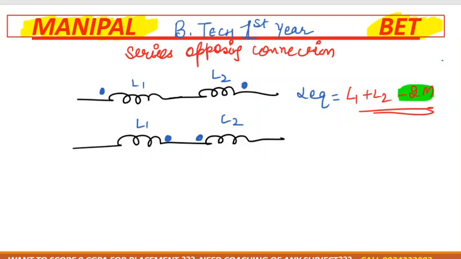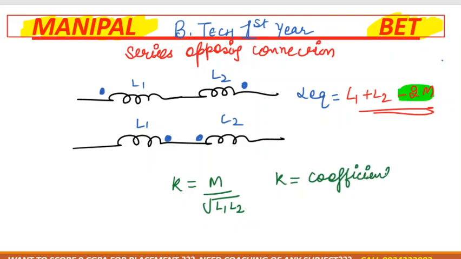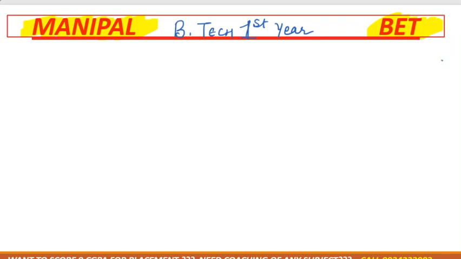Note it down this way. We'll use one more formula: K is equal to M divided by root of L1 L2, where K is the coefficient of coupling. We are going to use these three formulas in the numerical. Let's do numericals based on that. This is from your paper.